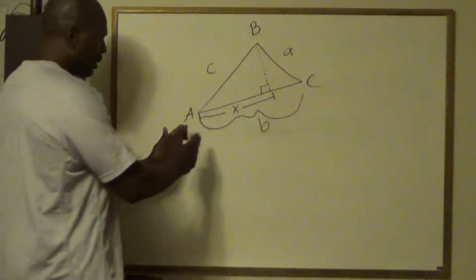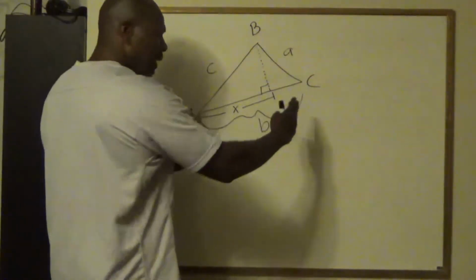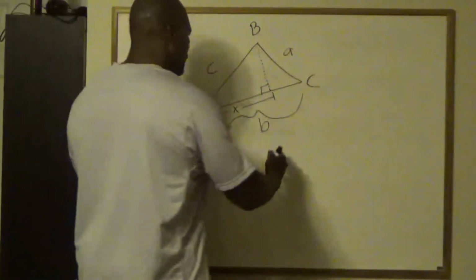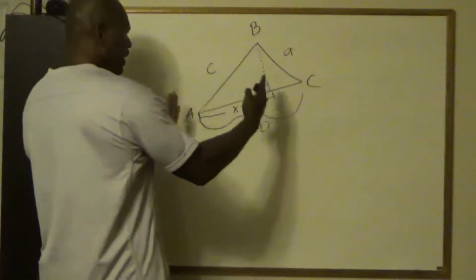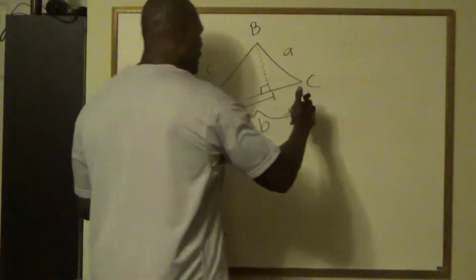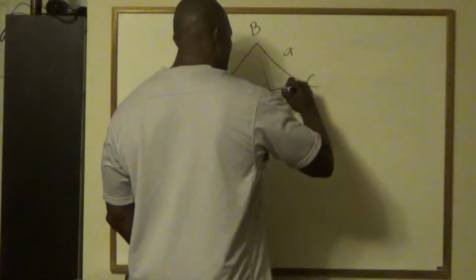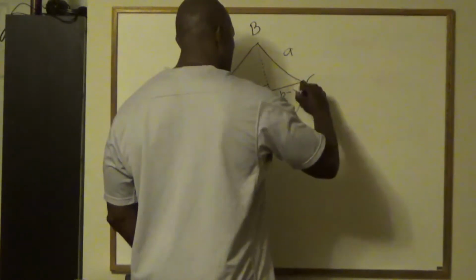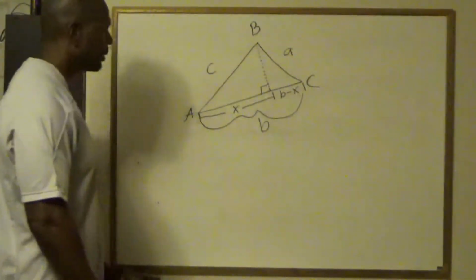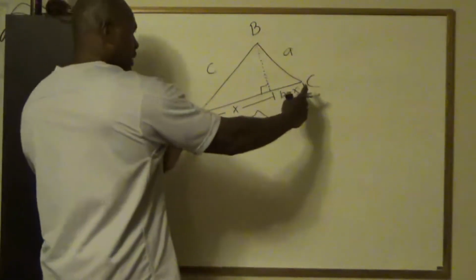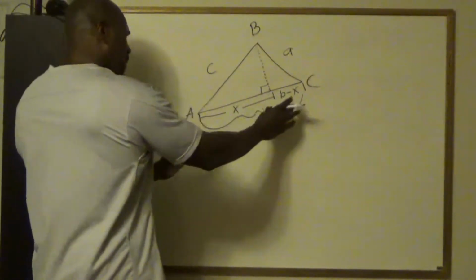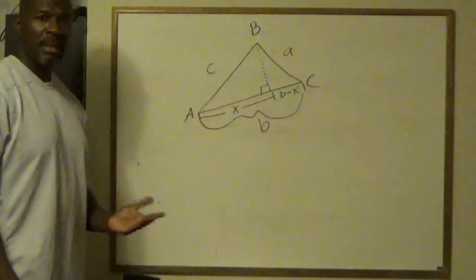Now remember, the complete distance from here to here is b, correct? So if all of this is b and this is x, that means the part that's left would be b minus x. So this is b minus x here. Again, if all of this is b and this is x, what's left would be b minus x.